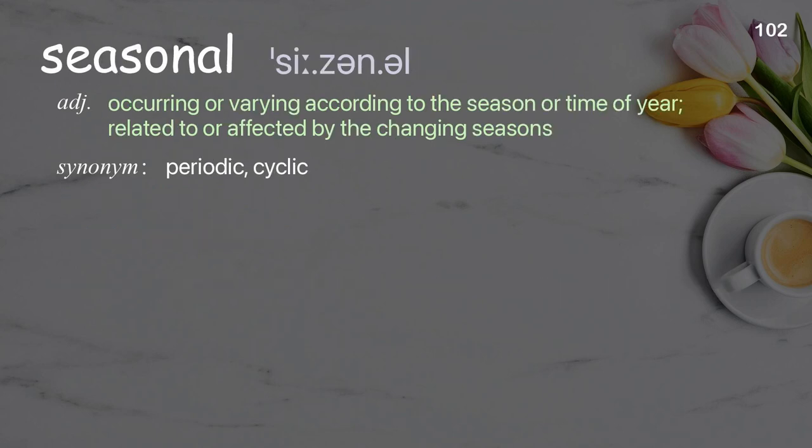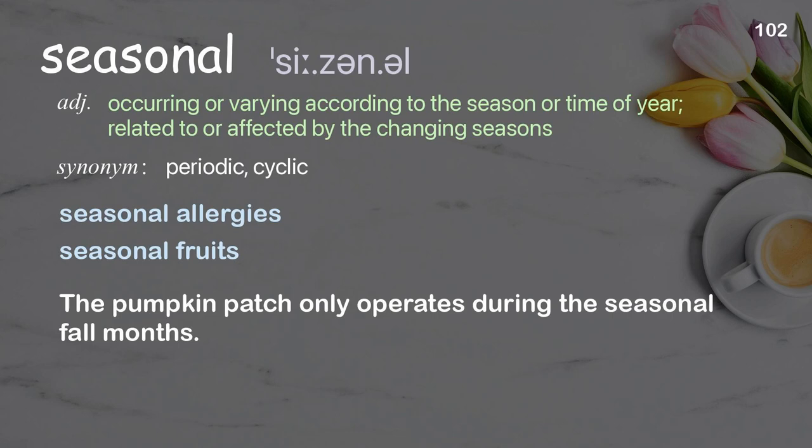Seasonal. Occurring or varying according to the season or time of year; related to or affected by the changing seasons. Examples: seasonal allergies, seasonal fruits. The pumpkin patch only operates during the seasonal fall months.